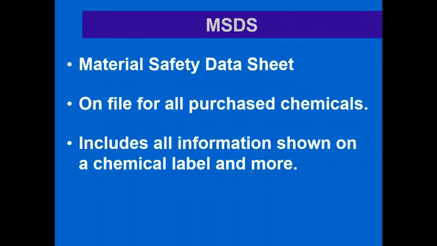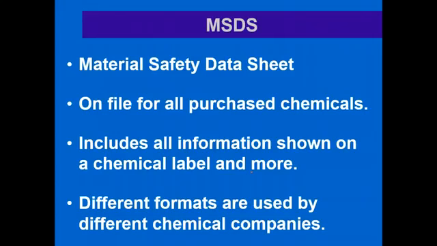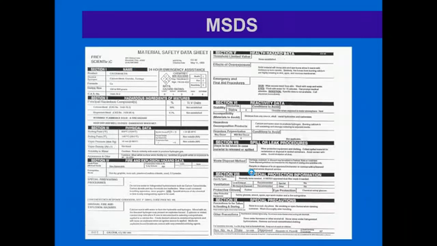It has basically all the information that we've talked about that was on the label or on the NFPA symbol. This includes even more detailed information on those items. There are different formats used by different chemical companies, but they all have the same basic categories and information in the same order. Here's just an example of what one might look like. You're going to be pulling these up as your assignment related to this presentation. You'd be finding one of these online for an assigned chemical.